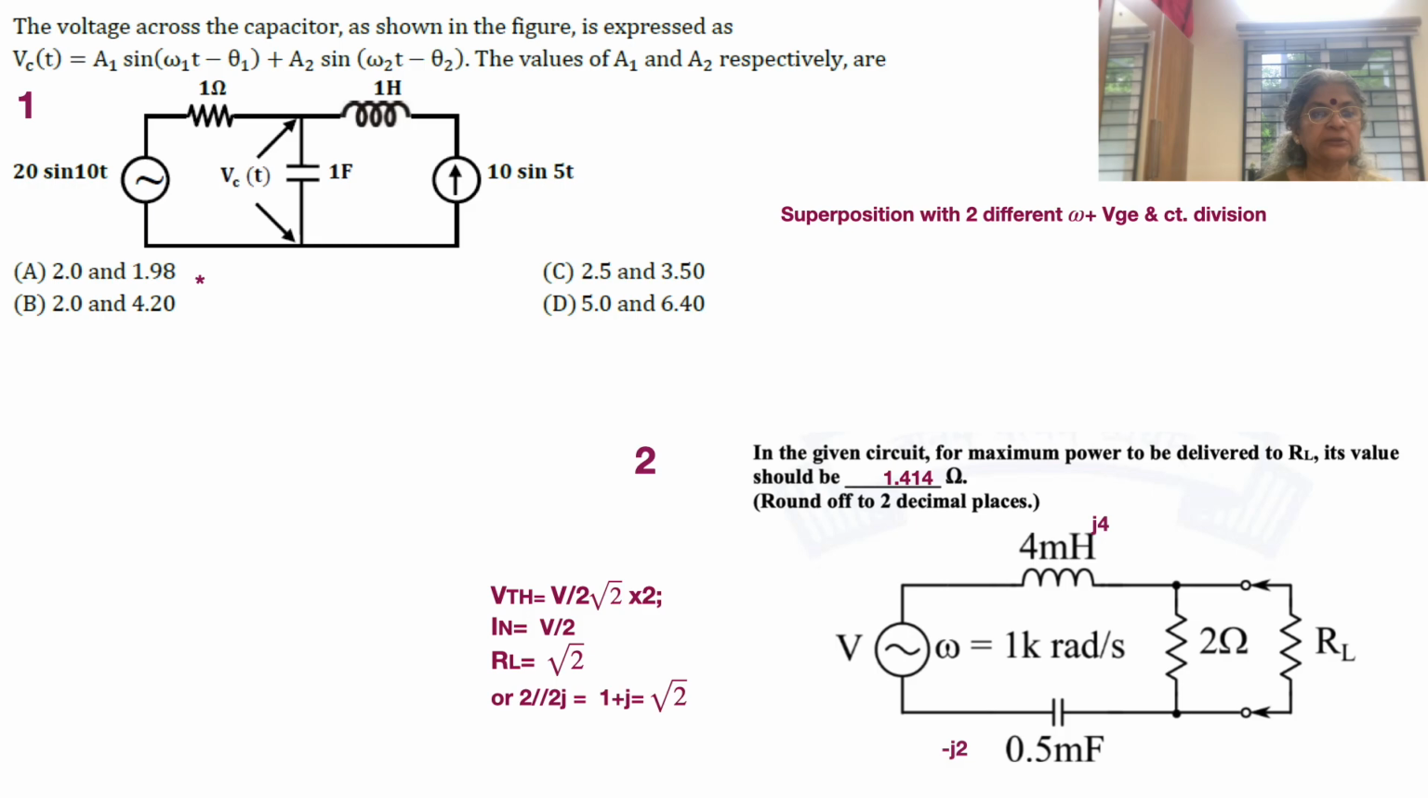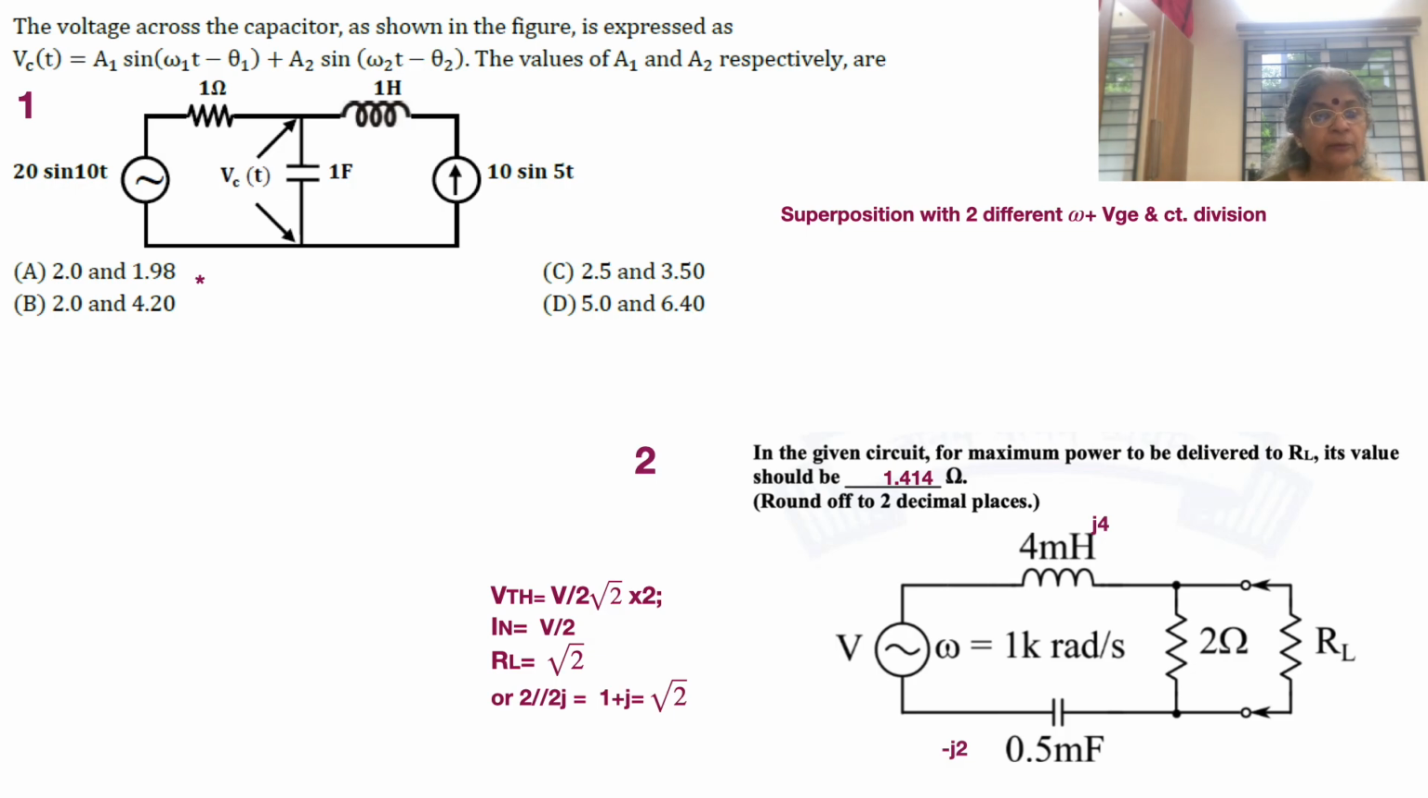So we apply superposition. We apply 20 sine 10t. At that time the reactance value becomes 1 by omega C, where omega is 10 now and C is equal to 1 farad, so it becomes 1 by 10. And what happens to the current source? It is open, so the impedance of the 1 Henry inductor need not be considered at all, because we have an open circuit here.